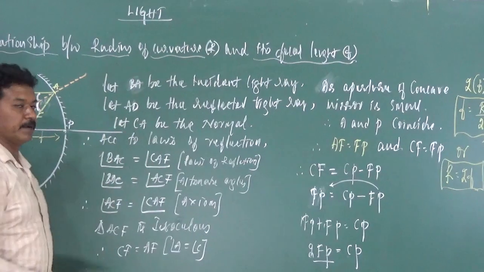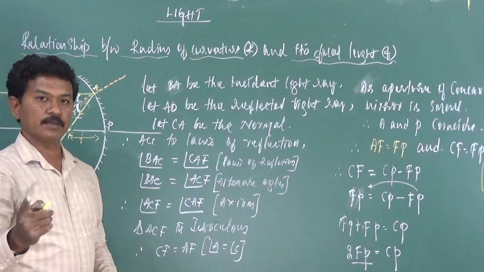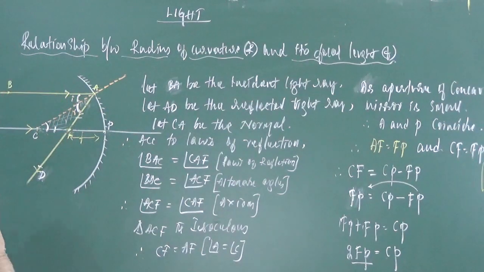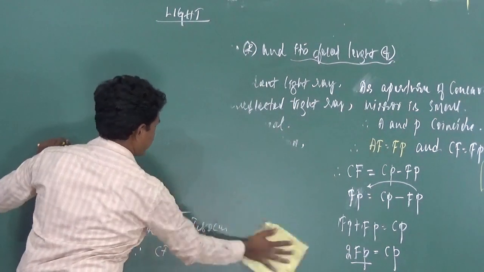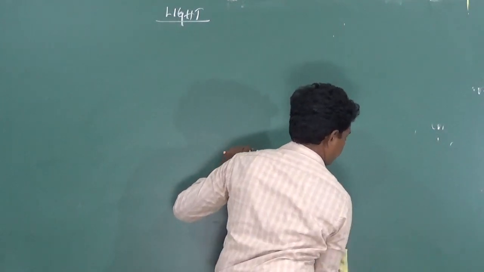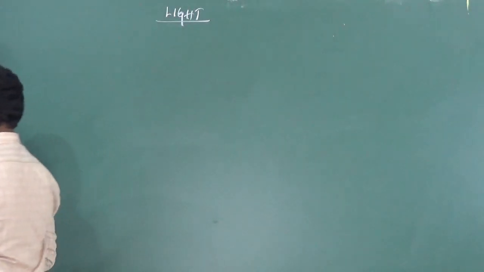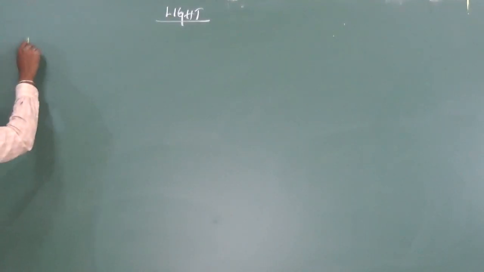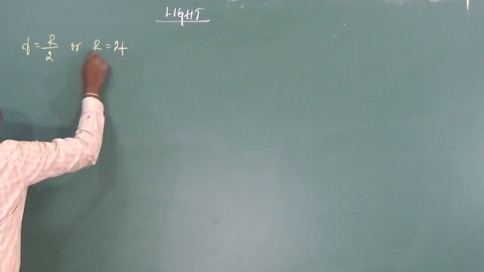This formula is valid for both types of mirrors, that is concave mirror as well as convex mirrors. Right. So now we have understood the relationship between the focal length and radius of curvature. So F is equal to R by 2 or R is equal to 2F.